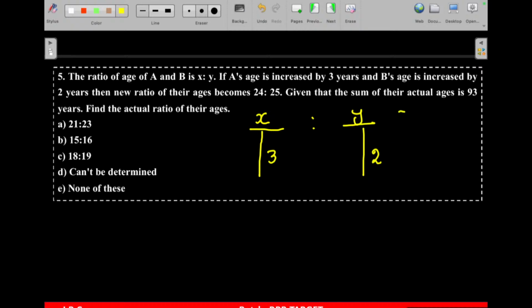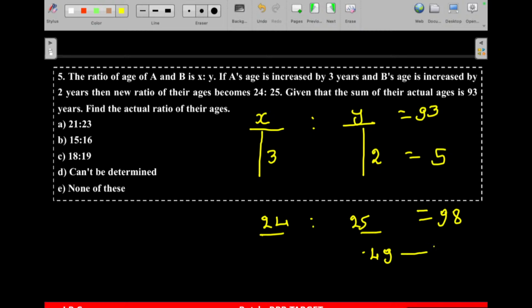Now initially the total is 93 in age. Now I will add 3 years plus 2 years, which means I added 5 years, so now the total will be 98. Is it clear? The ratio here will be 24 and 25. Now the total is 24x plus 25x, 49x. 49 parts is equal to 98, which means 1 part is equal to 2, which means 24 parts is equal to 48, and 25 parts is equal to 50.